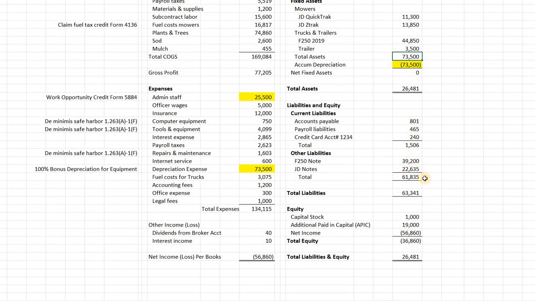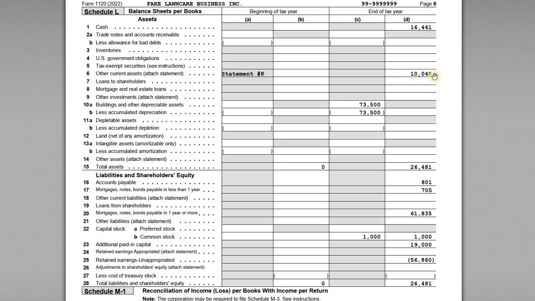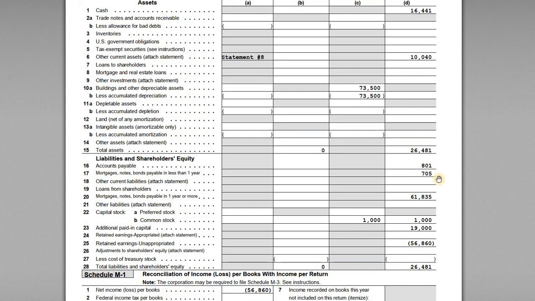So the cash, accounts payable, the notes payable. If I take a look here, there's our cash balance. I've added here on other current assets, so that's the brokerage account plus the security deposit. We got our accounts payable there, 801, other liabilities. Mortgages, notes, bonds payable 1 year or more, right? Those are the financed notes for the mowers and the F-250, the truck they purchased.